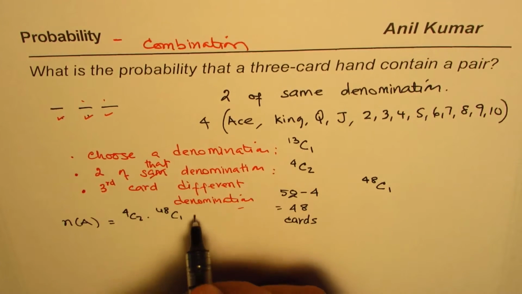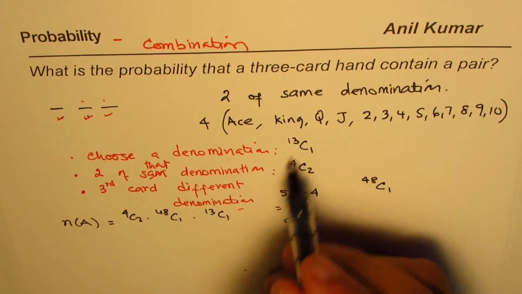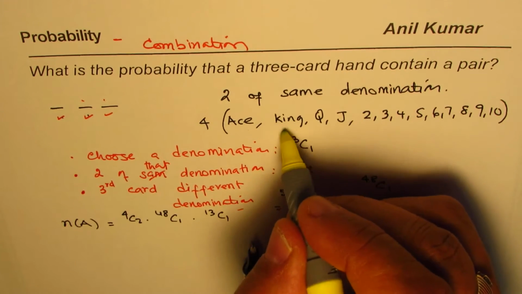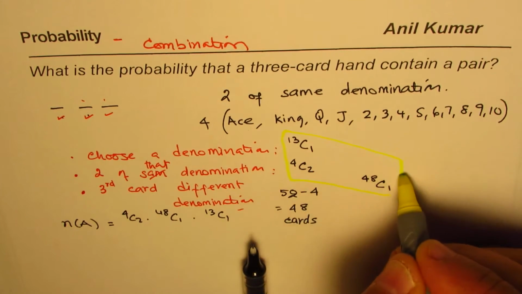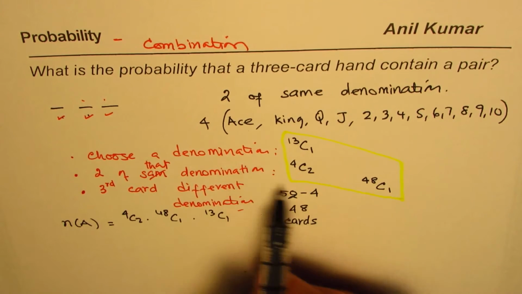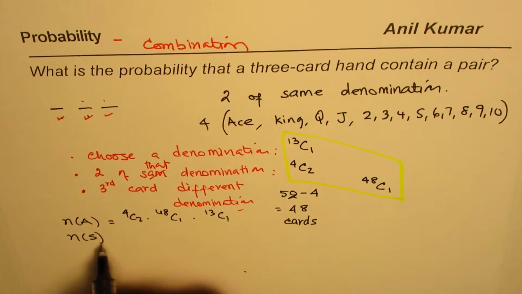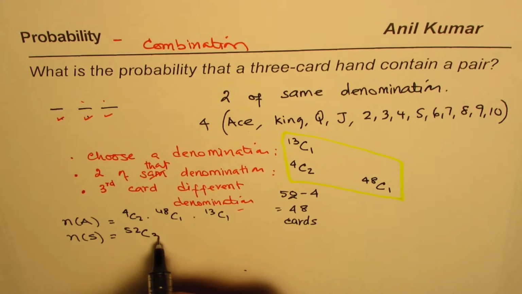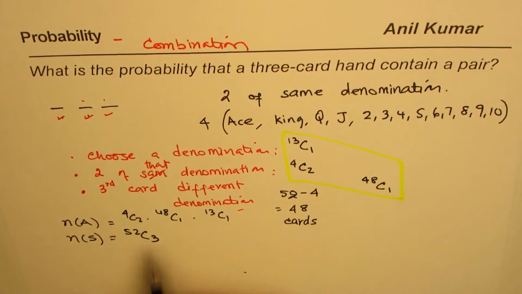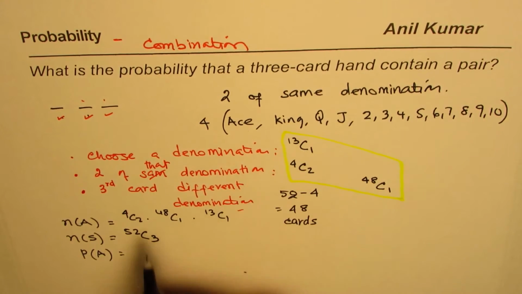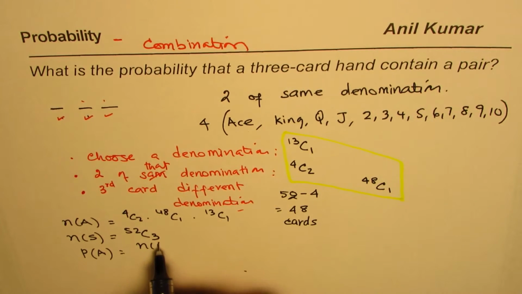Oh, I forgot to write 13C1. Let me write it now. 13C1. So product of these three will give us the number of ways we can get a pair, right? So this is total number of ways. As far as total number of combinations is, we have 52 cards and we are taking 3, right? So that becomes the combination. And therefore, the probability of getting a pair will be ratio of these two, right?